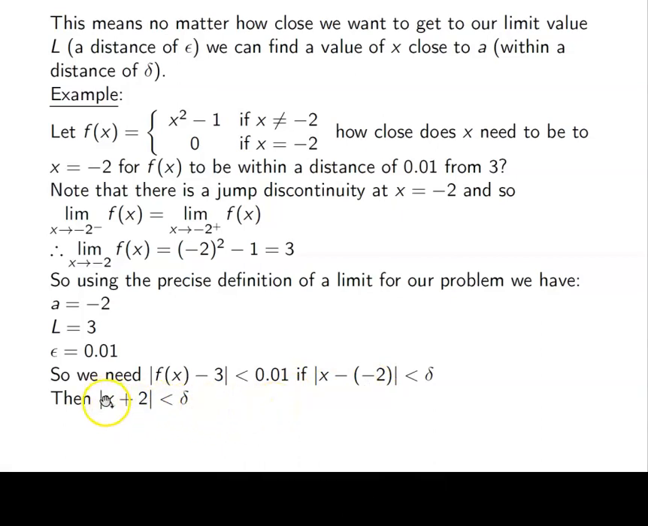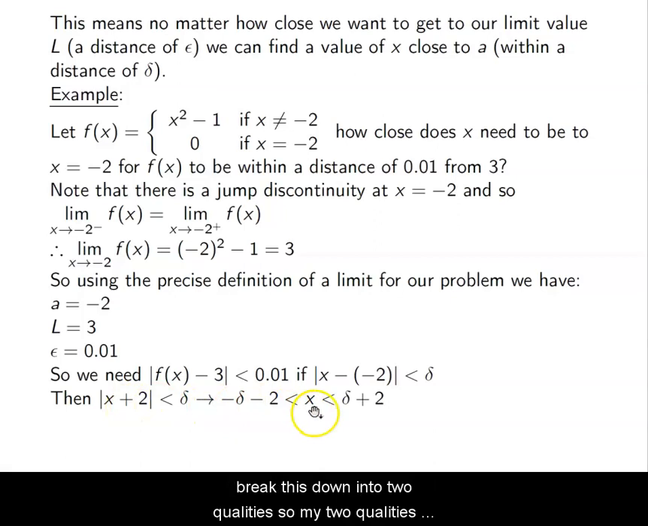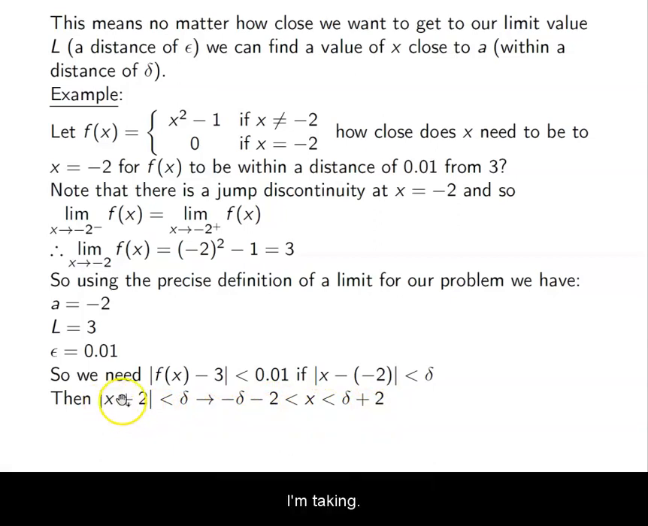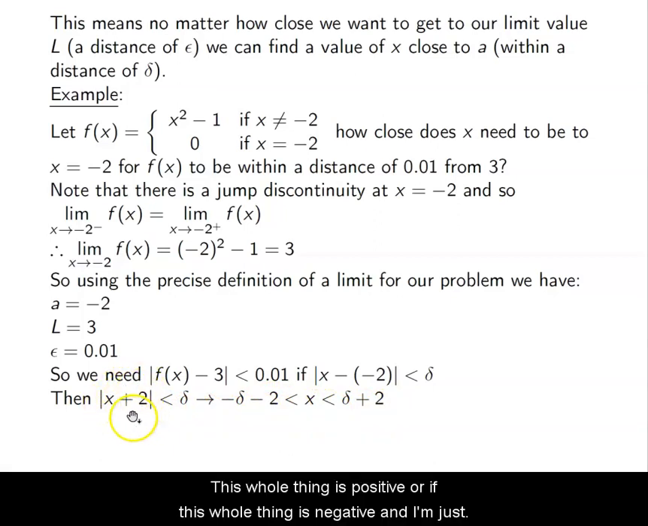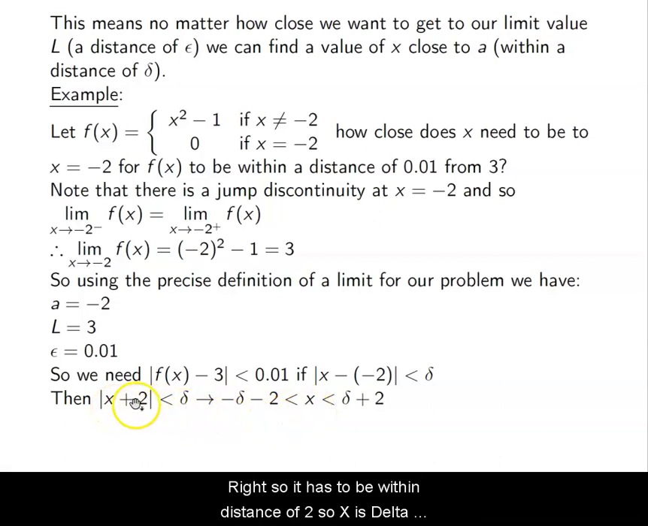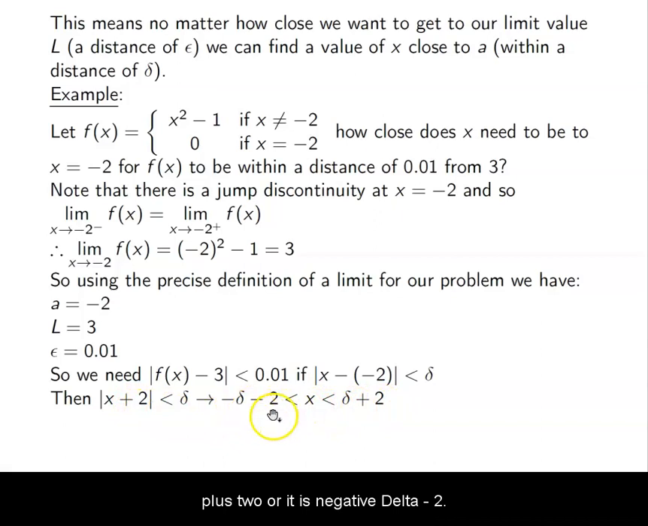Absolute value means that this whole thing on the inside is either positive or negative because it's absolute value. So I can break this down into 2 inequalities. So my 2 inequalities are negative delta minus 2 and delta plus 2. So basically what I'm doing is I'm taking if this whole thing is positive or if this whole thing is negative, and then I'm just isolating the x on the inside, right? So it has to be within the distance of 2. So x is delta plus 2, or it is negative delta minus 2.